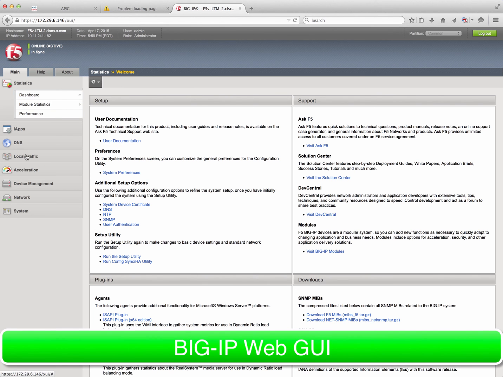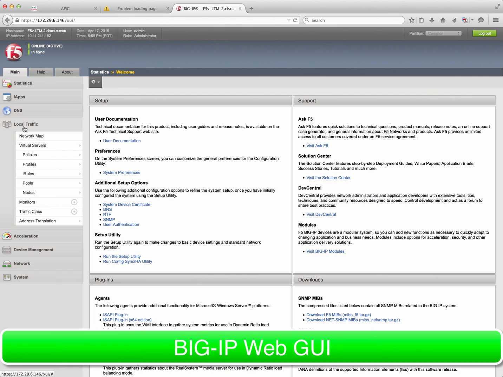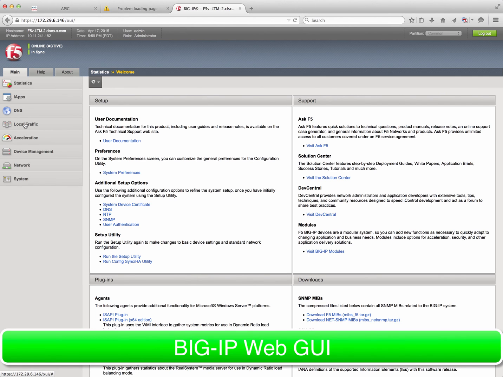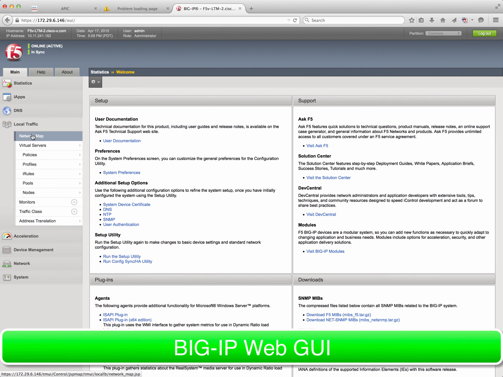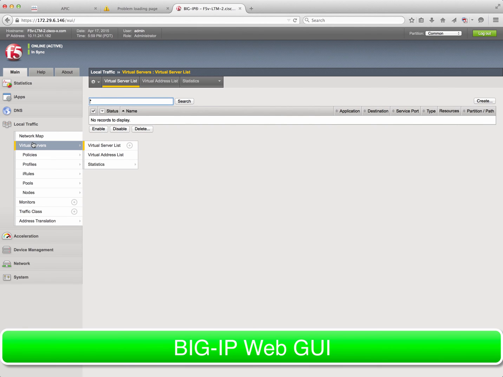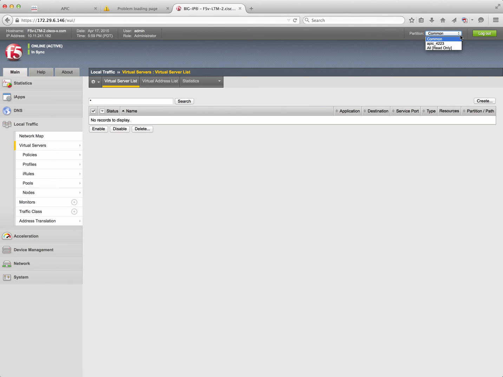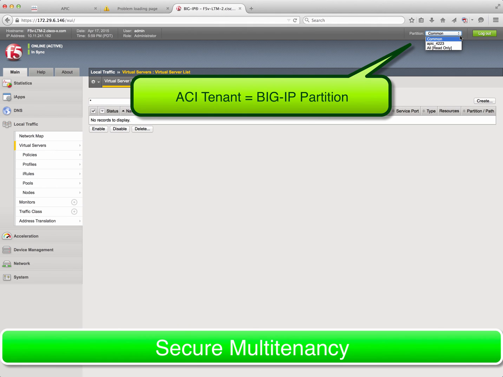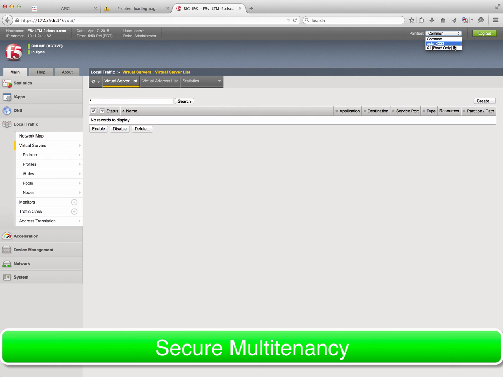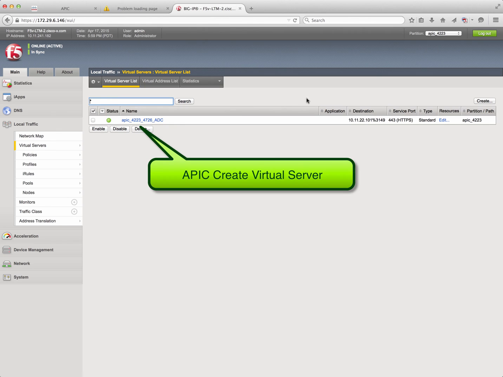Lastly, let's take a look to see how APIC translates these configs for the Big-IP. We log into the Big-IP. First thing we note are the tenants in APIC map to partitions in the Big-IP. Each partition in Big-IP has its own separate route domain for security purposes. Once in the correct partition and route domain, we see the virtual server that was created by APIC.